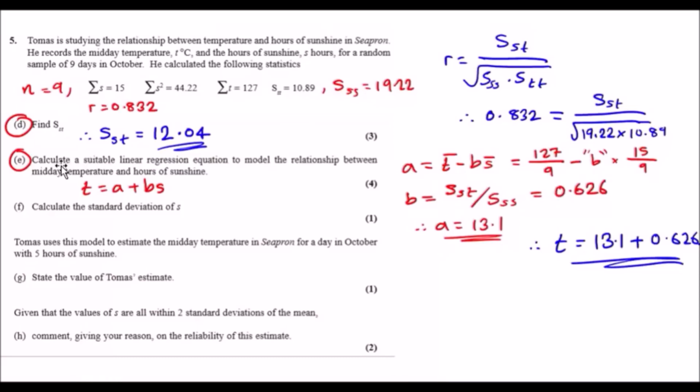Alright, so that's done. Now calculate a suitable linear regression equation to model the relationship between midday temperature T and hours of sunshine S. So we're using the equation from the earlier parts. Now this is just standard procedure. We just need to find the values of A and B. So A is the mean of T minus B times the mean of S, whereas B would be the S between ST, so SST over SSS.